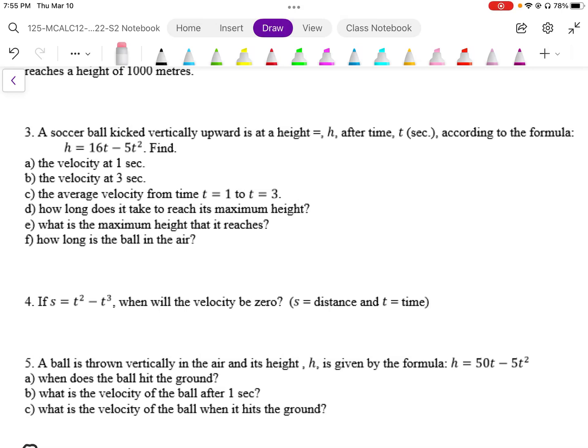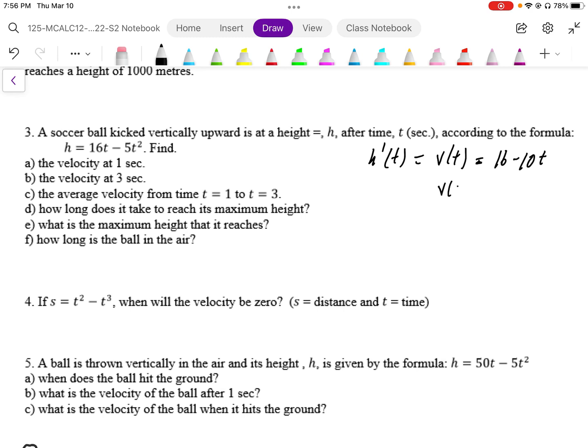The height of a soccer ball is given by h equals 16t minus 5t squared. It says find the velocity at 1 second. To find the velocity at 1 second, we first need to differentiate. So h prime is going to be the same as the velocity function. And when we differentiate that, we get 16 minus 10t. So this represents our velocity function.